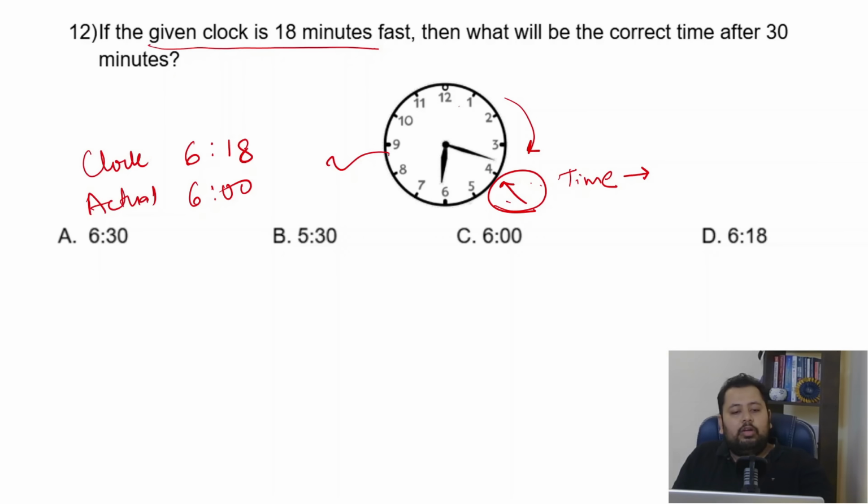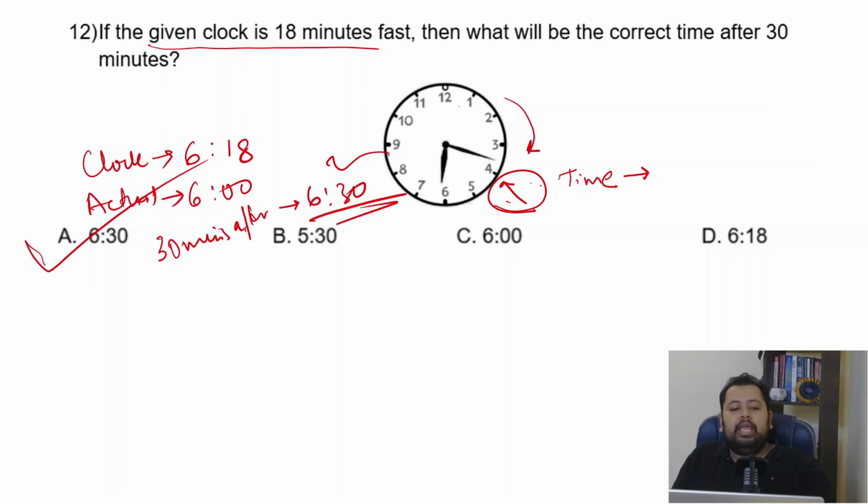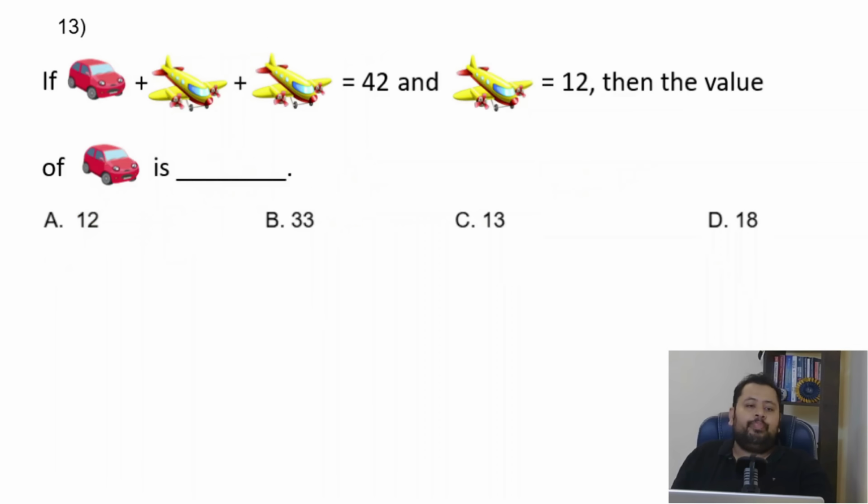What is being shown in the clock is 6:18. The actual time is 6 o'clock. And then what you have to find out is 30 minutes after the actual time, which is nothing but 6:30. So option number A is your correct answer. Hope you got this one correct. If you did, give yourself a star. And now we move to question number 13.